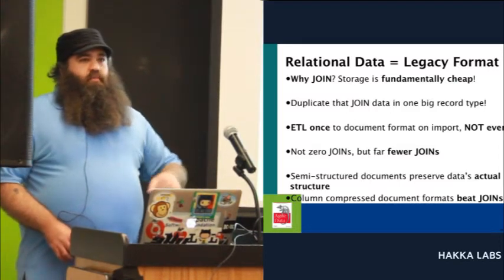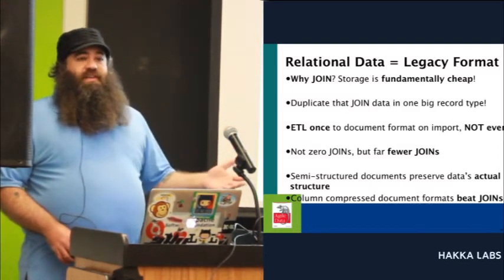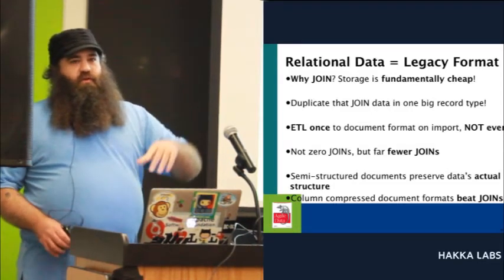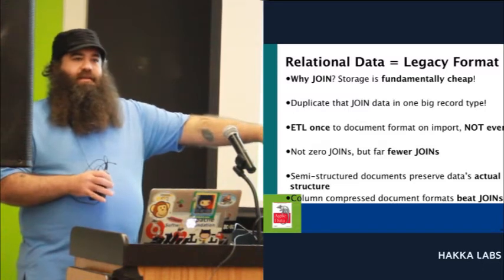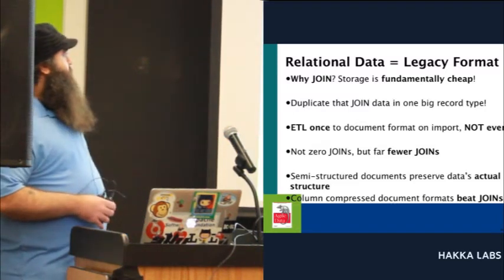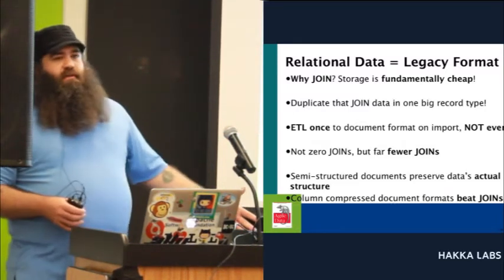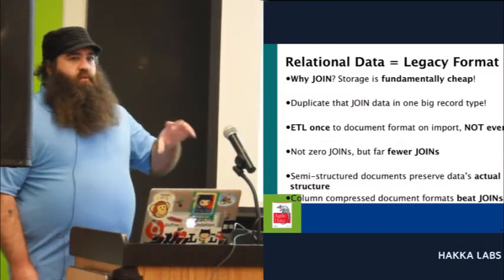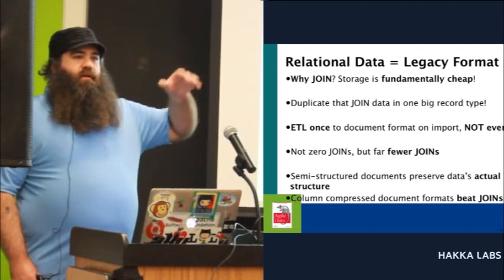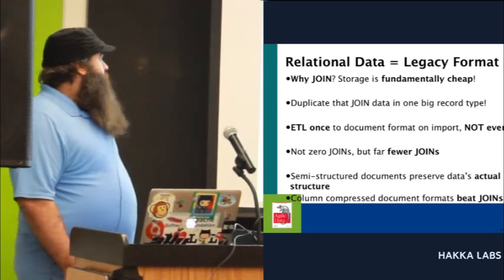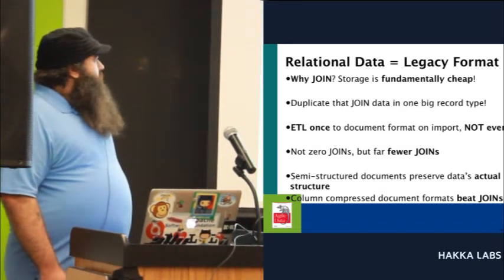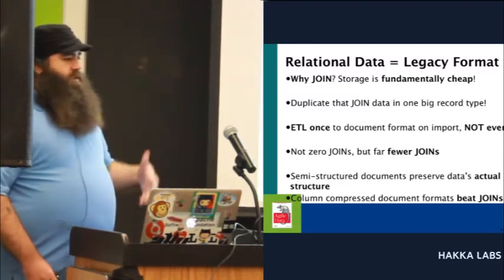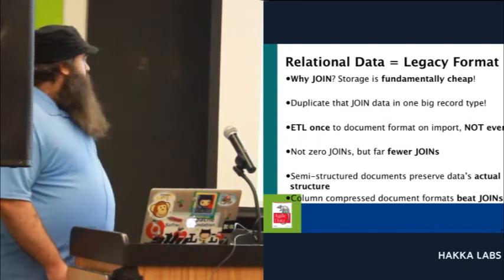Up to some limit, you can project. Storage is really cheap. So you can just compute the result of the cubes and project that stuff to disk. You don't really have to do that on the fly, up to some reasonable limit, of course. You can duplicate joins into one big record type. Even if you duplicate fields, that's OK. Again, storage is really cheap. So you can ETL once on import, not every join. You don't do no joins, but you do far fewer.